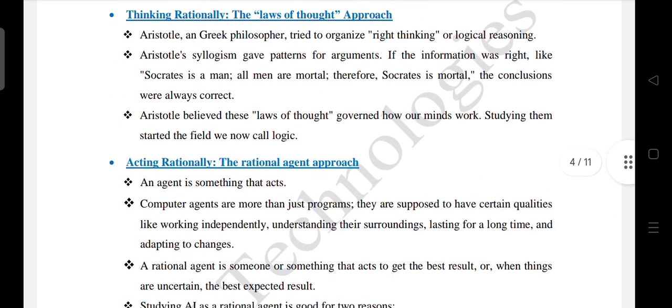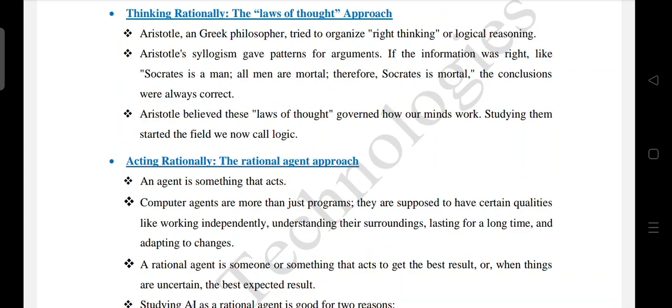Thinking rationally, the laws of thought approach. Aristotle, a Greek philosopher, tried to organize right thinking or logical reasoning. Aristotle's syllogism gave patterns for arguments. If the information was right, like Socrates is a man, all men are mortal, therefore, Socrates is mortal, the conclusions were always correct. Aristotle believed these laws of thought governed how our minds work. Studying them started the field we now call logic.